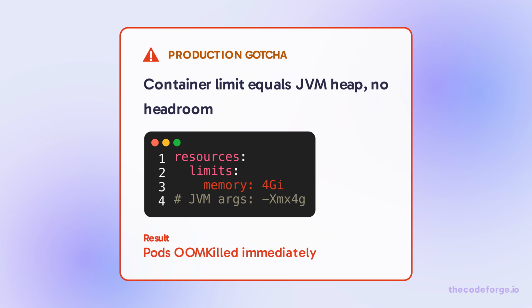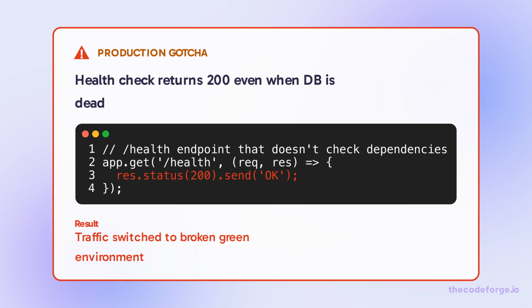This is the exact mistake from the incident. The container memory limit is 4 GB, but the JVM heap is also set to 4 GB. This leaves no room for JVM overhead, causing immediate OOM-Killed. Always leave headroom. Health checks must test the full application stack, not just a ping endpoint.